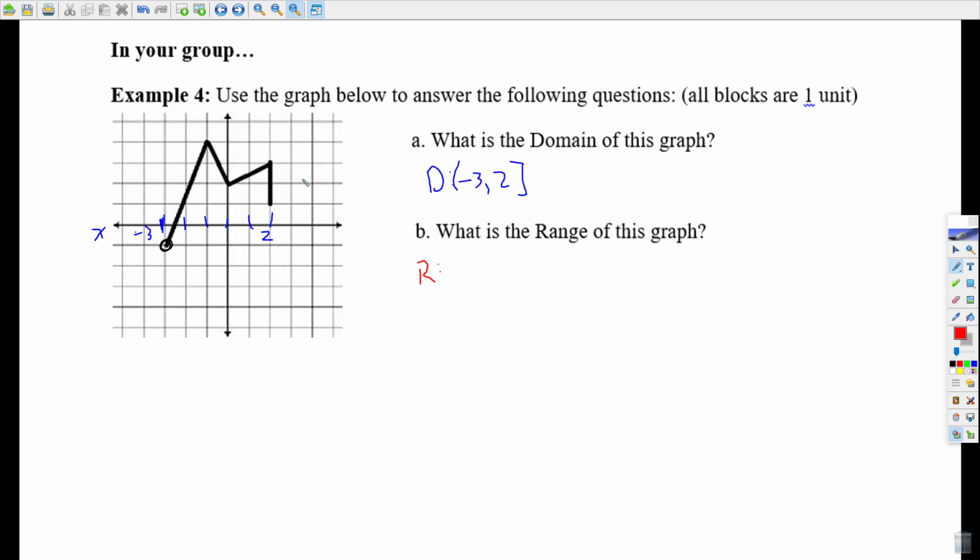Change colors, go to range. Again, that's lowest to highest. Look at the y-axis. So the lowest we can go is -1 with open, or parenthesis. The highest we can go is 1, 2, 3. It's not even 3 because there's a peak up here. So we can actually go up to 4. And that would be, since there's no open circle, bracket.